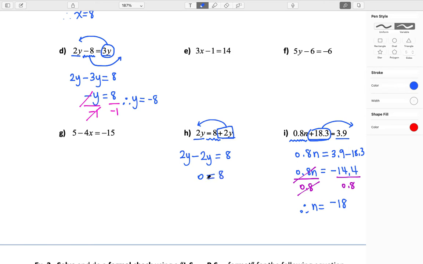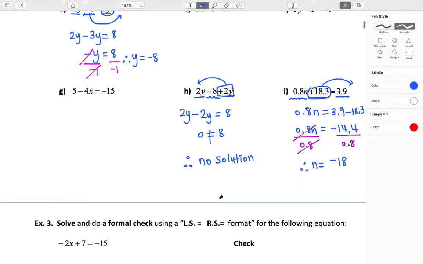But actually, 0 does not equal 8, right? You need to have a variable. Because this is incorrect, you have to say, therefore, there is no solution to this question. So there's no y value here.